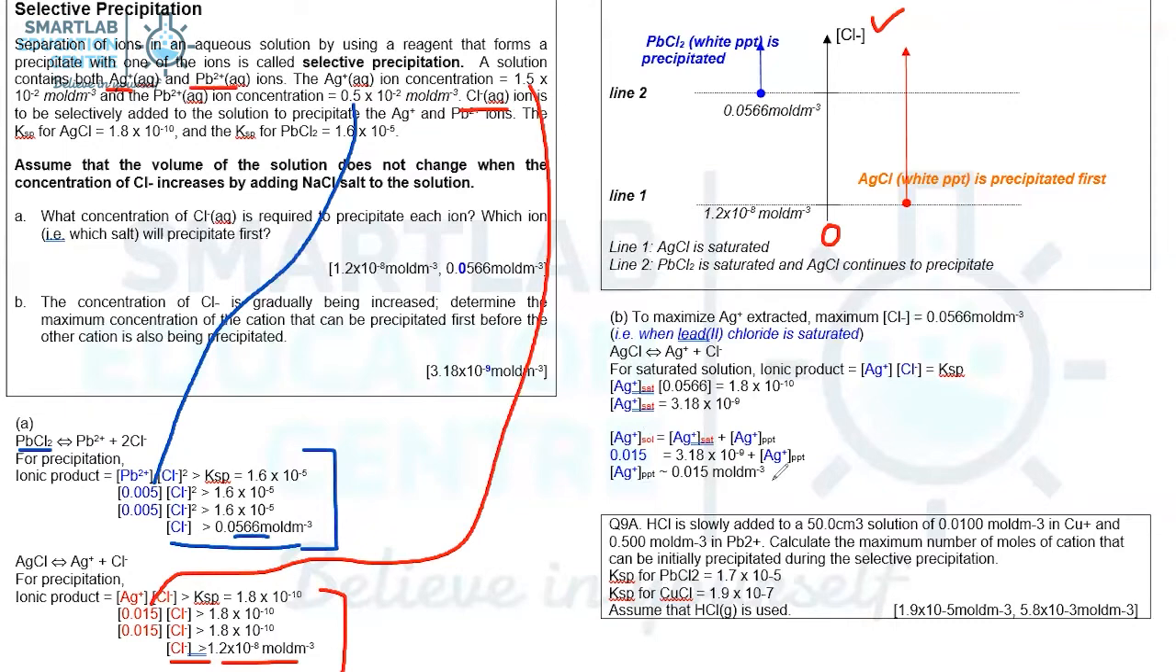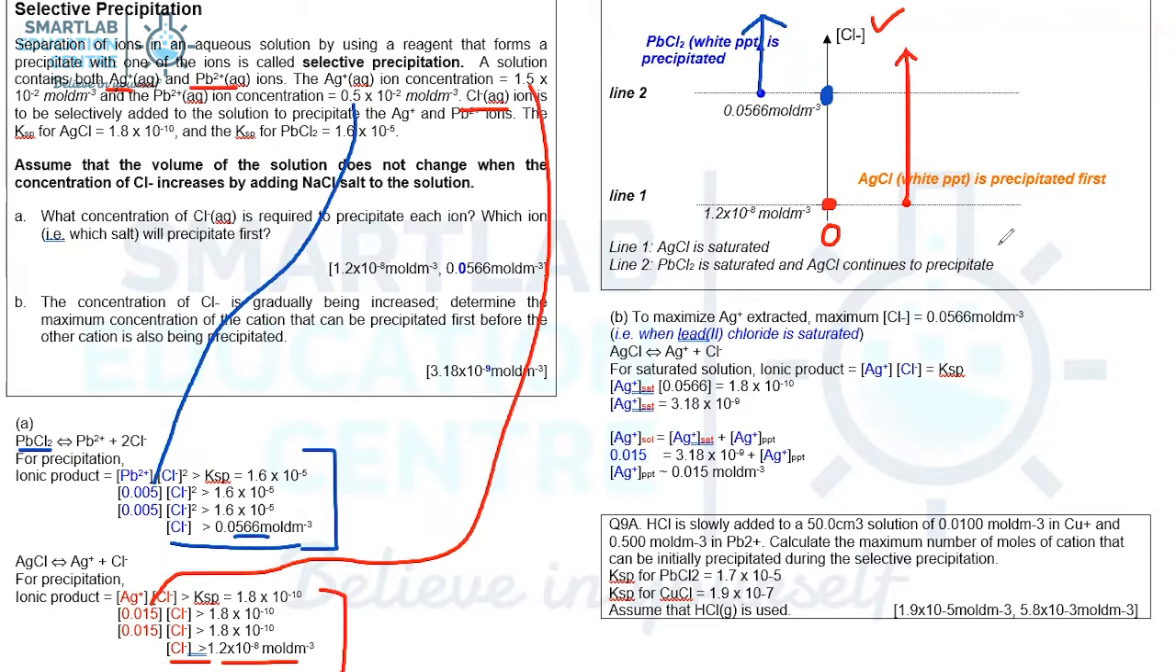In the case of silver chloride, it will get saturated when the concentration of Cl- is here, and beyond this value, AgCl will be precipitated. In the case of lead(II) chloride, the concentration of Cl- needs to be higher in order for it to be saturated, and beyond this value, it will be precipitated.